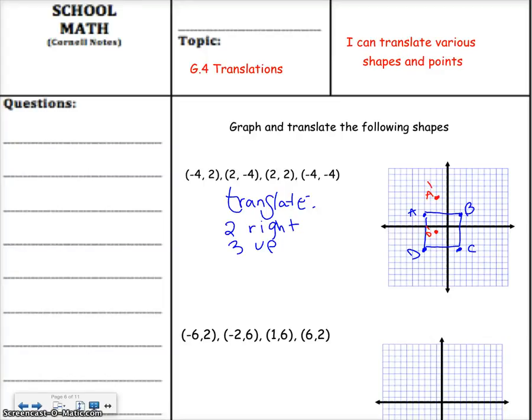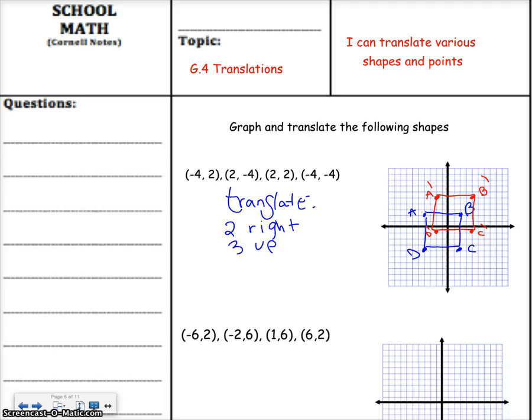2 to the right, 1, 2, up 3, 1, 2, and 3. C prime. 2 to the right, 1, 2, and up 3, 1, 2, and 3. B prime. Connect it, and there is my new image.